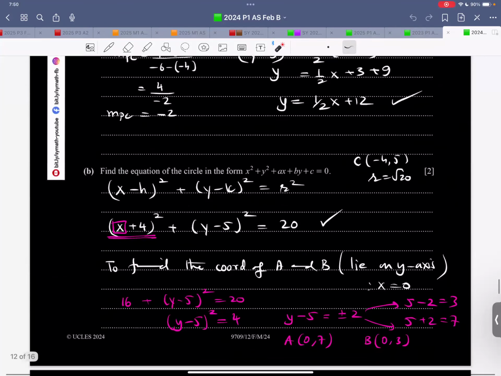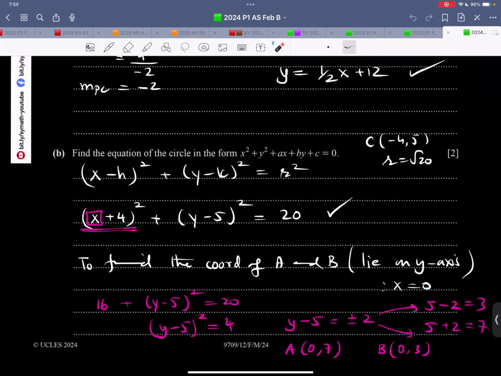Now it says find the equation of the circle. So now the equation of the circle, just insert the h and the k. And the radius over here, root 20 squared becomes 20. Find the coordinates of A and B. So it's not necessary that you expand. You can just insert the values here.